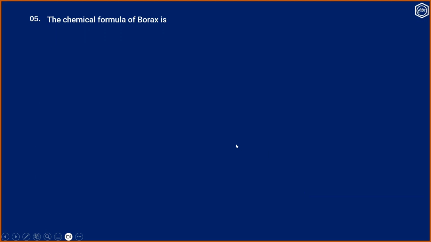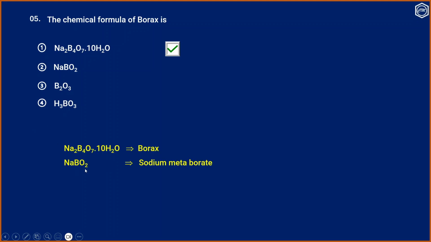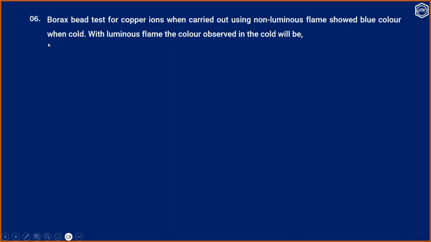Question 5. The chemical formula of borax is: 1, Na2B4O7·10H2O; 2, NaBO2; 3, B2O3; 4, H3BO3. Borax is Na2B4O7·10H2O. NaBO2 is sodium metaborate. B2O3 is boric anhydride. H3BO3 is boric acid.